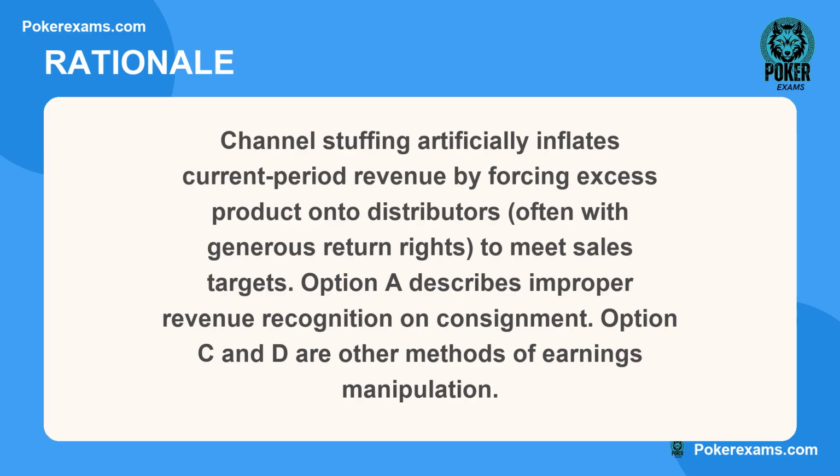Option A describes improper revenue recognition on consignment. Options C and D are other methods of earnings manipulation.